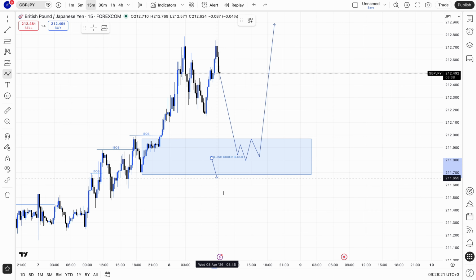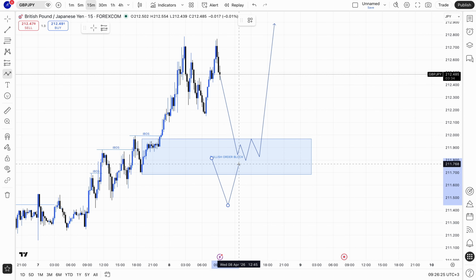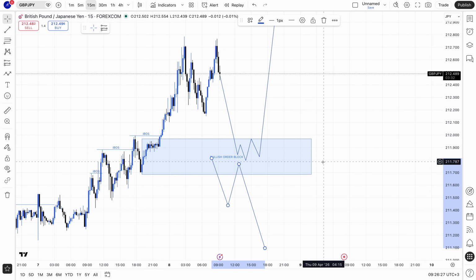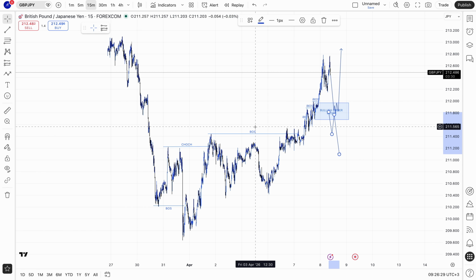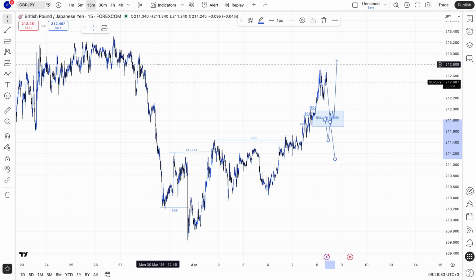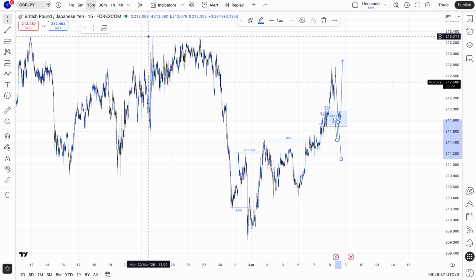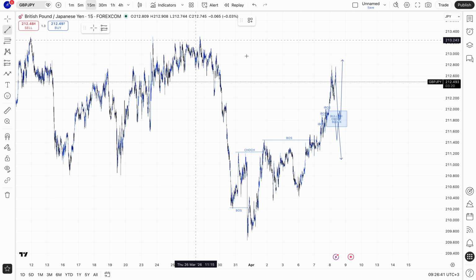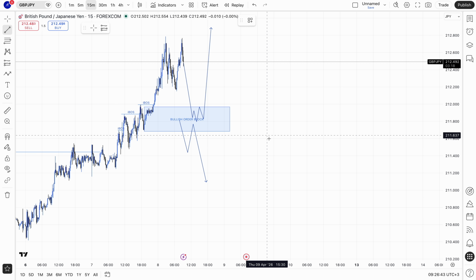Then scenario number 2 is, if the price disrespects this area, we're going to wait for the break, then a retest, then a continuation to the downside. Targeting for the sells, I'll be targeting this swing low, and for the buys, I'll be targeting this swing high, this liquidity area. So that's it for GJ.